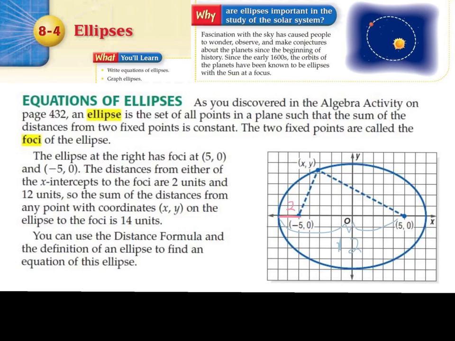I went ahead and labeled the numbers on to that one focus, and obviously it would be the same if we reversed it: 2 units here and 12 to the other side. So the sum of the distances from any point with coordinates (x, y) on the ellipse to the foci is 2 plus 12, or 14 units. You can use the distance formula and the definition of an ellipse to find the equation of this ellipse.